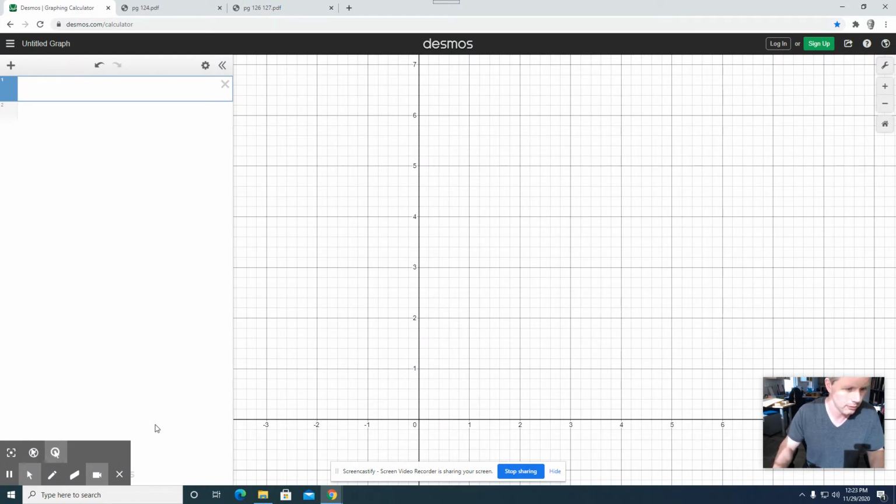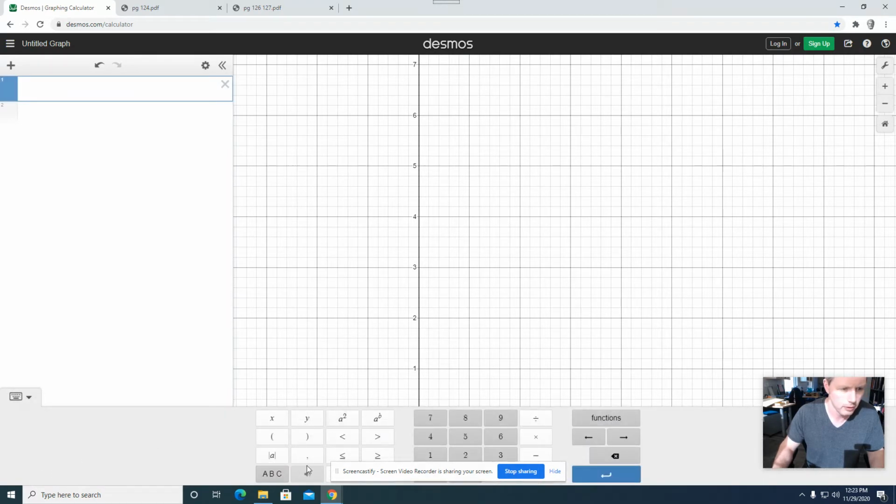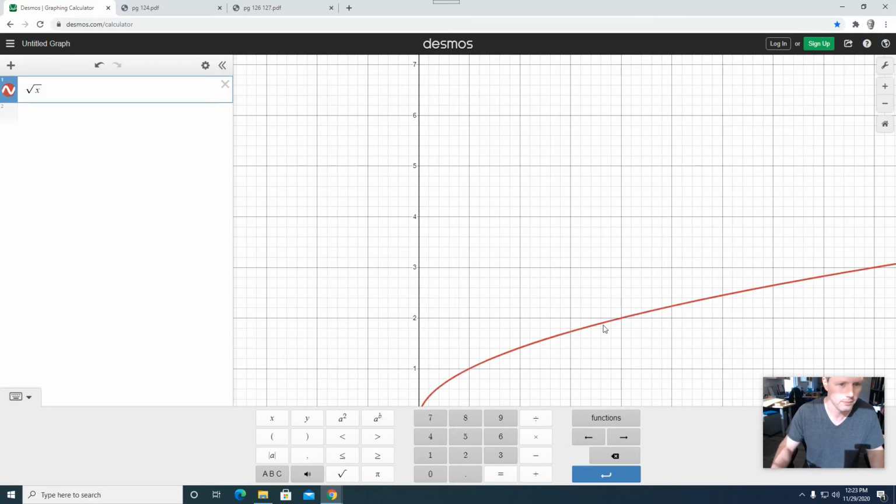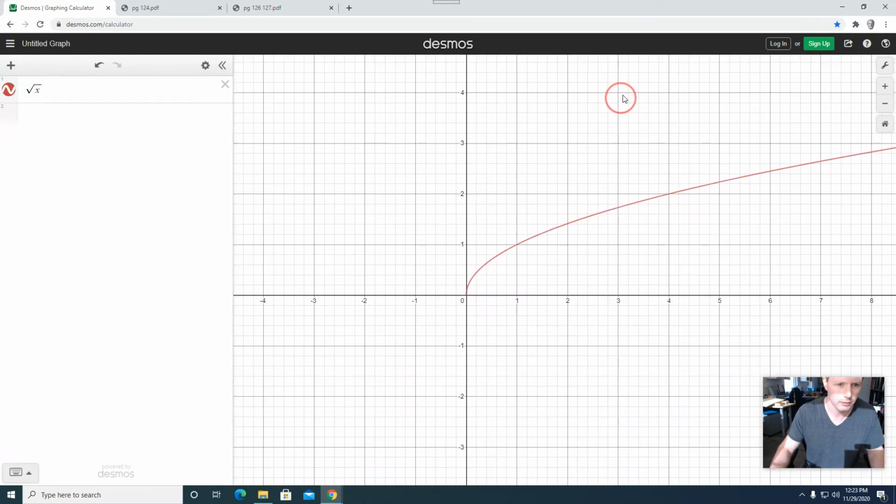So the first thing I'm going to do is graph y equals the square root of x. So I'm going to go to my Desmos right here, and I'm going to bring this guy up. I'm going to take the square root of x, so that square root of x, and that there is the graph of the square root of x.